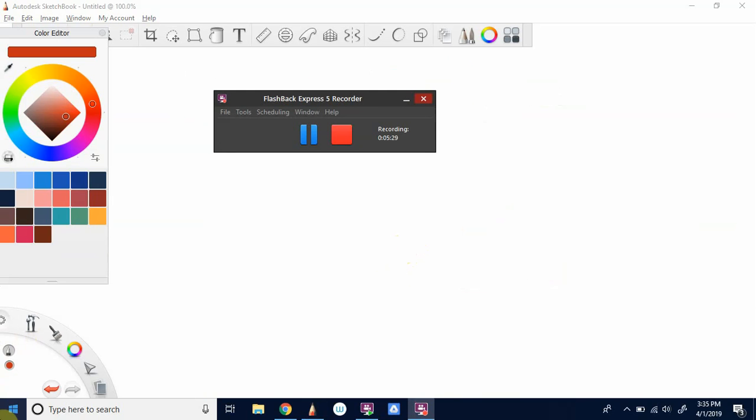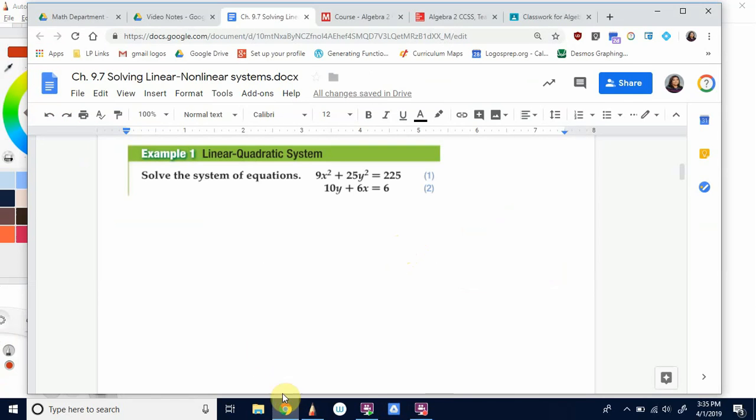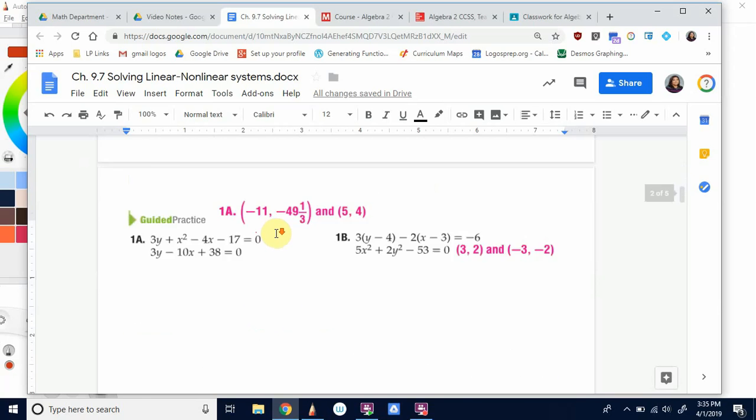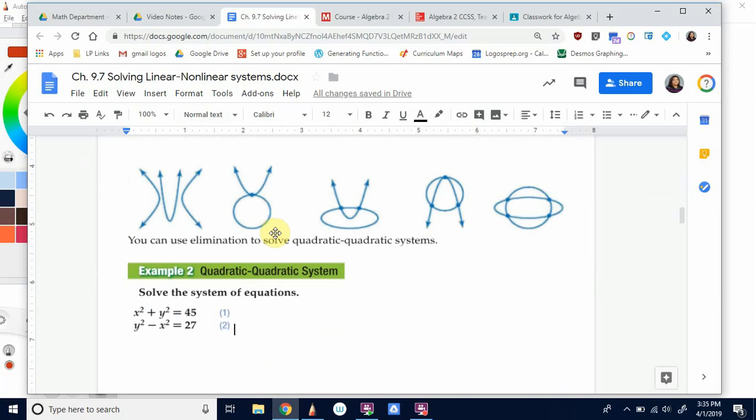Okay, so example 2 tells us, so it's guided practice. If we are going to have a quadratic system containing two conics, these are all conics, we may have anywhere from 0 to 4 solutions. And these are just some examples.